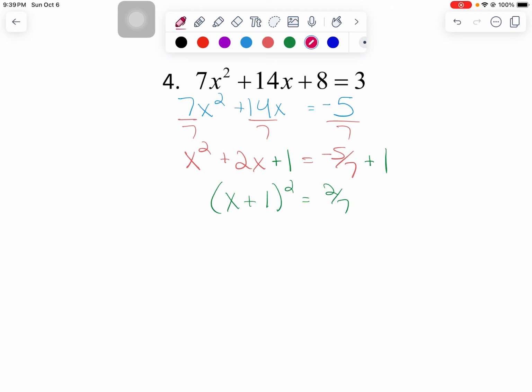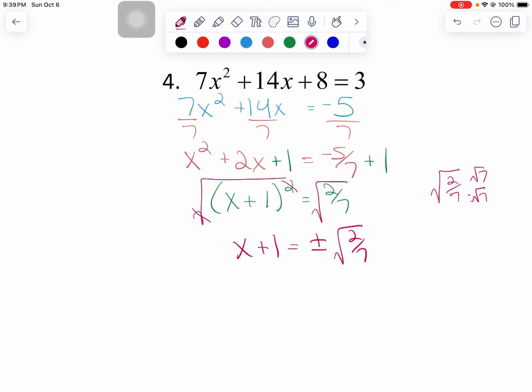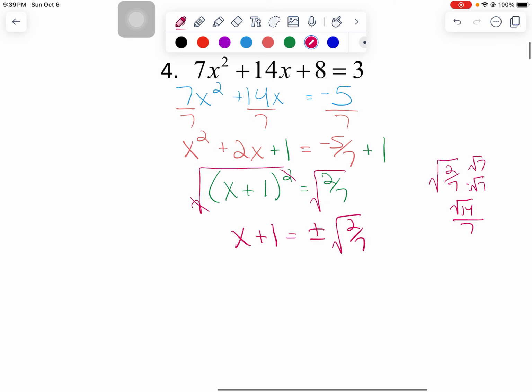I'm going to take the square root of both sides. Square and square root eliminate each other as they should. We've got a plus minus here. Now, we're going to do the square root of 2/7. But actually off to the side here, I'm going to rationalize that. So the square root of 2/7 multiplied by root 7 over root 7. So that's going to turn into square root of 14 over just 7. All right. So in my next step, when I subtract 1 from both sides, I'm going to say that x equals -1 plus or minus.